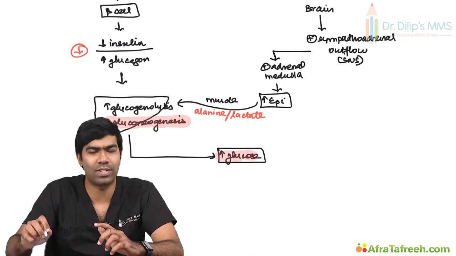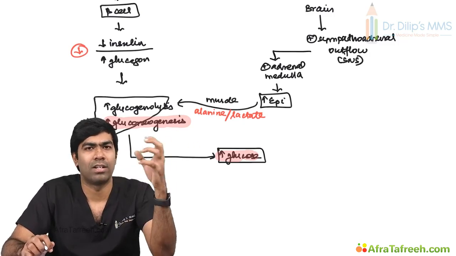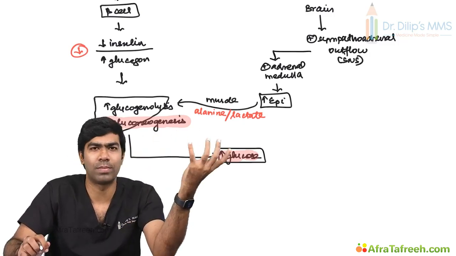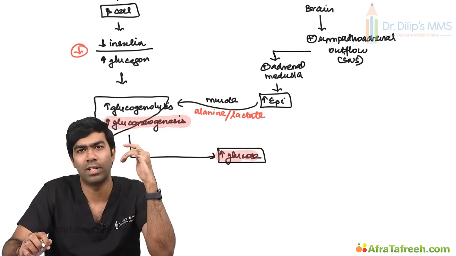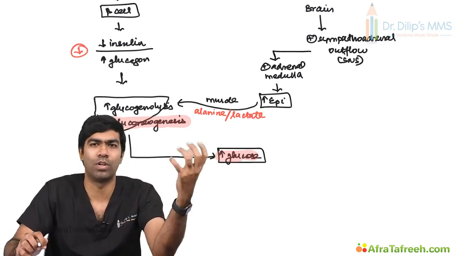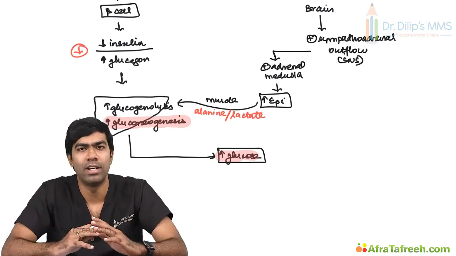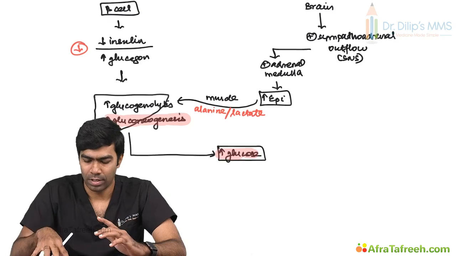And this is what we refer to as the Cahill cycle and the Cori cycle respectively, where alanine that is produced by the muscle will be utilized by the liver to produce glucose, which will be utilized by the muscle in return, and lactate that is produced by the muscle will be utilized by the liver to produce glucose, which can be further utilized by the muscle. So we call them the Cahill cycle and the Cori cycle respectively.